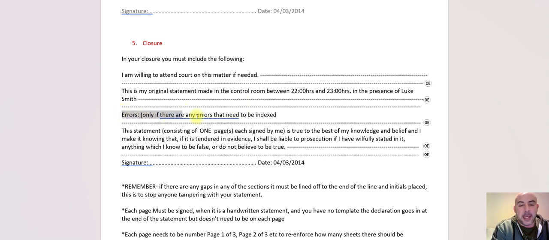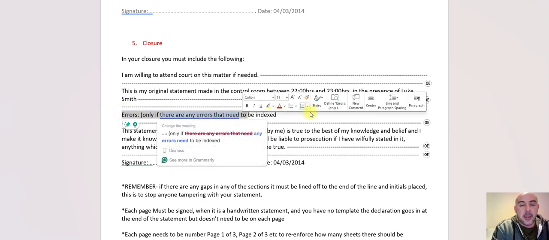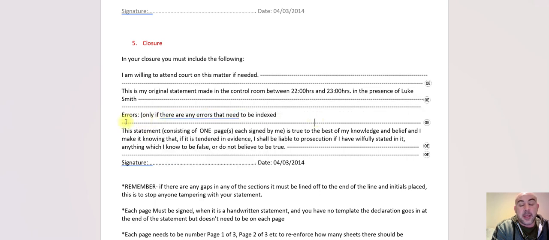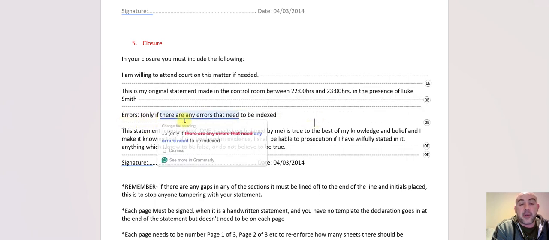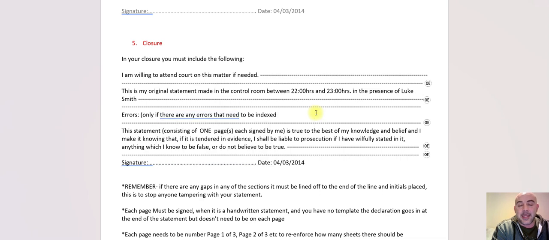Now this part here, errors. Again, I'm going to explain errors in the error section. I've written here errors, and only if there are any errors that need to be indexed, and that'll make more sense when you watch the next video. Because there's a type of error where, let's say you've written it, but then you've carried on writing, so you can't just put a line through it and put the right text, because there's no space. So what happens is you get to this point, and within your closure, you create an index of the errors that are in the statement.